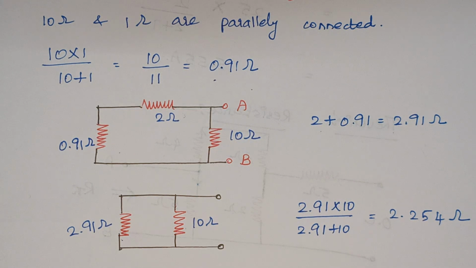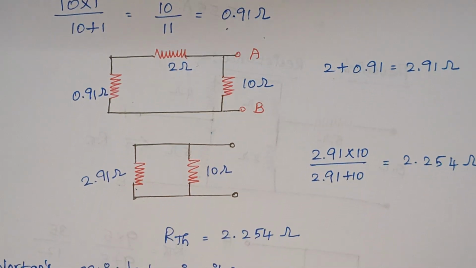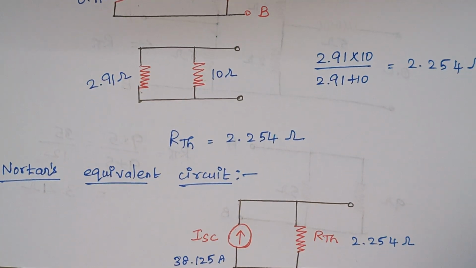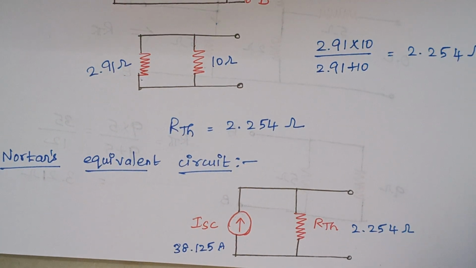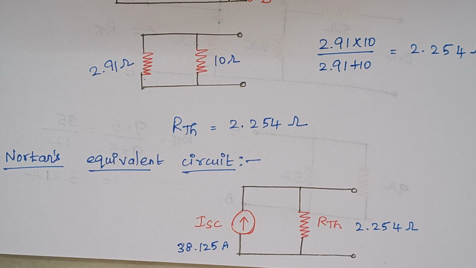Now we have calculated the short circuit current as well as the Thevenin's resistance. So drawing Norton's equivalent circuit is very easy. This is your Norton's equivalent circuit, which has a short circuit current and a Thevenin's resistance which is connected parallel to it. So here comes the end of this problem.